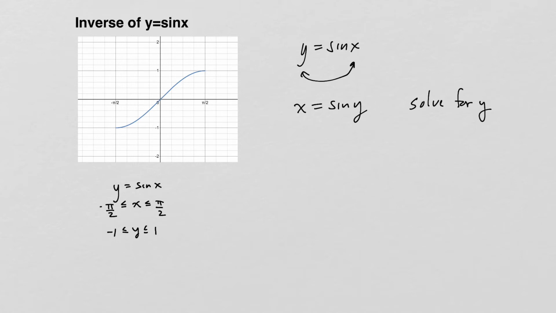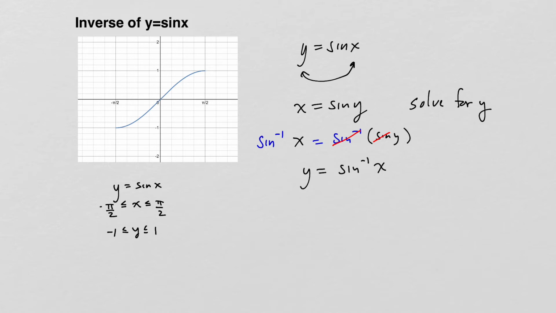And the way we solve for y is we are going to assume that we have an inverse function that exists. We will take the inverse sine of the left-hand side, and that should be equal to the inverse sine of the right-hand side. And basically what happens here is the inverse sine and the sine cancel each other out, and we get y is equal to inverse sine of x.